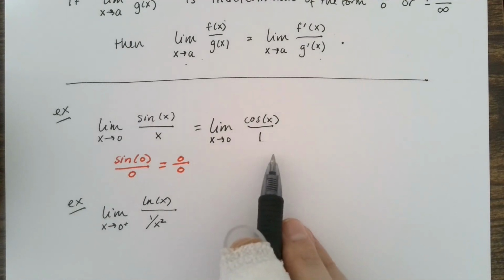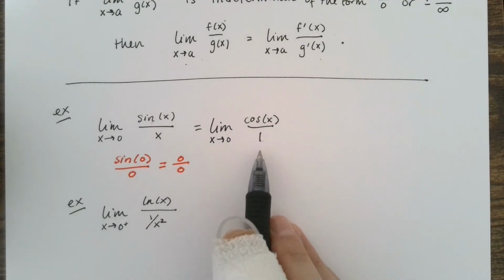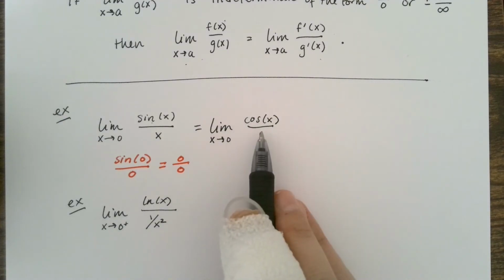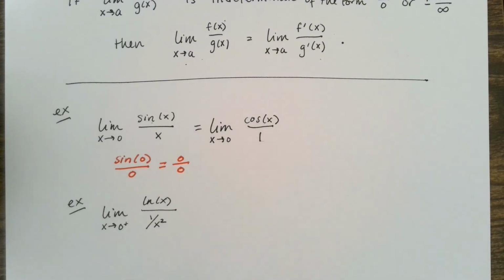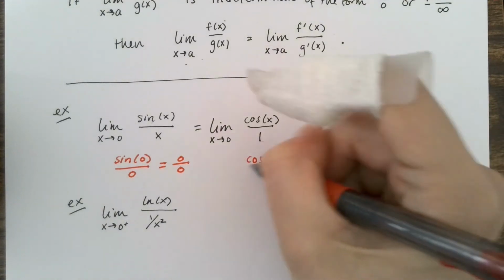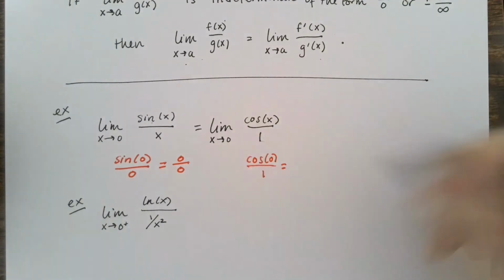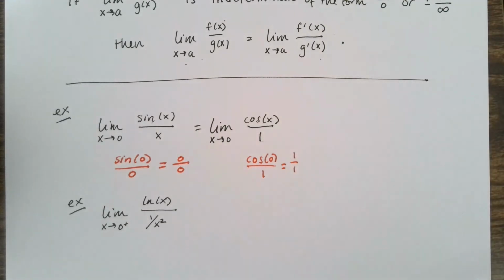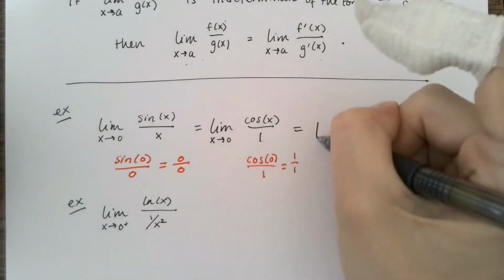And then you try again, right? It's a whole new limit problem. So we think, okay, phase 1, can I plug in 0? And in fact, in this format, you can, right? You would just have the cosine of 0 over 1. And the cosine of 0 is 1. So our answer here is just 1.